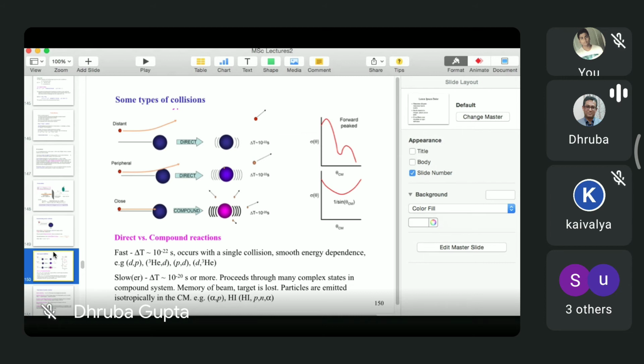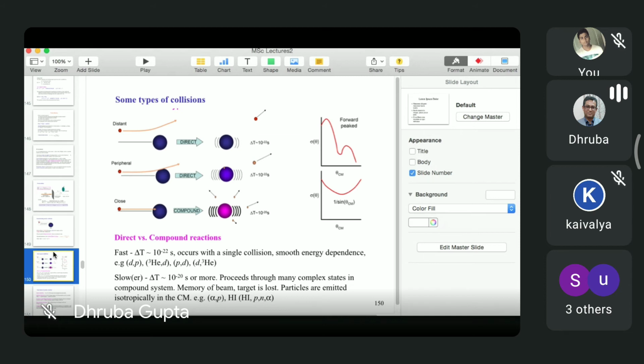Now once it forgets, then it emits isotropically. So you can see that this compound nuclear reaction angular distribution is symmetric about theta cm equals 90 degrees. At very low theta cm you have a slightly higher cross section, and at very high theta cm you also have a higher cross section, but it is minimum at 90 degrees. Do you get the second plot? So that is the angular distribution due to a compound nuclear reaction, because it forgets the previous history.